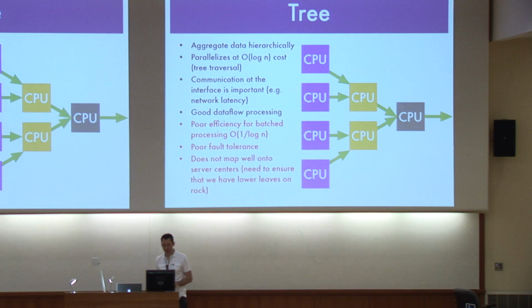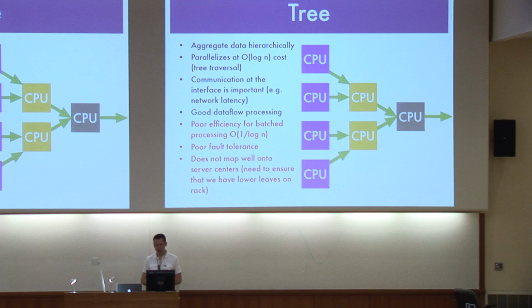Another thing that you can do is, if you need to aggregate data, you can do it in a tree-wise fashion. Now, the good thing is this parallelizes at order log n cost if we do tree traversal, right? So if I want to compute the sum over all the numbers and I go through, then at each stage I have half the number of processing elements from before. It's really good. Communication is a bit of an issue because you need to actually at each step send the data across, and this is also great for data flow processing because then 2 to the n plus 1, if I have a 2 to the n fan in, is a good upper bound for the number of processing elements I'll need to deal with this.